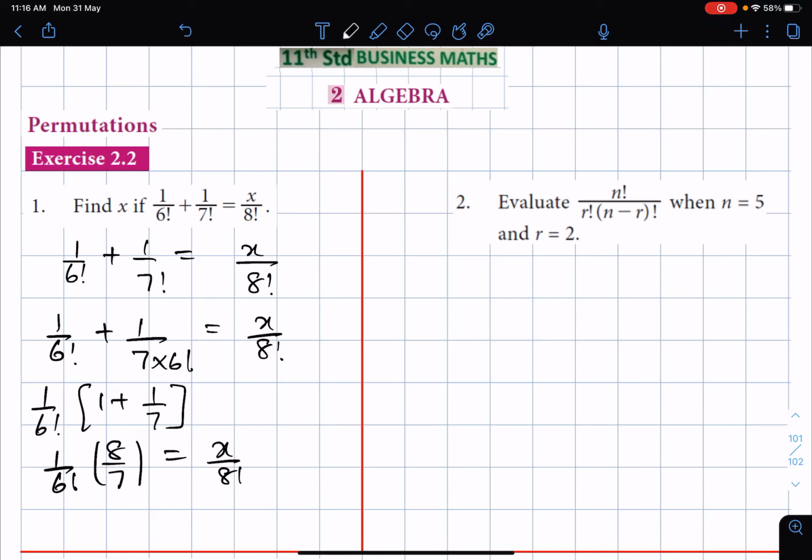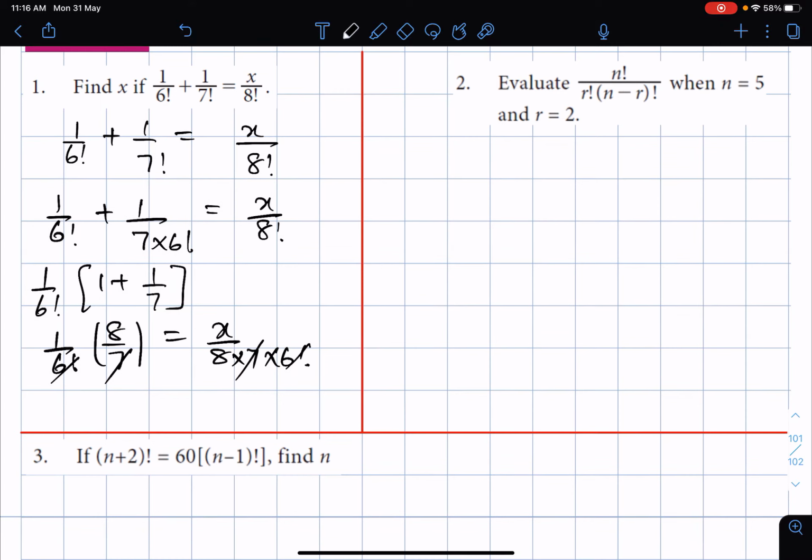Okay, now this 8 factorial also you can factorize here. So when you factorize you will get 8 into 7 into 6 factorial, because minimum is 6 factorial. So the 6 factorial gets cancelled, the 7 and 7 get cancelled. So our remaining answer is 8, isn't it? This 8 also goes here. So 8 into 8 equal to x, which implies x is equal to 64 is going to be our final answer. So this is the answer for the first one.